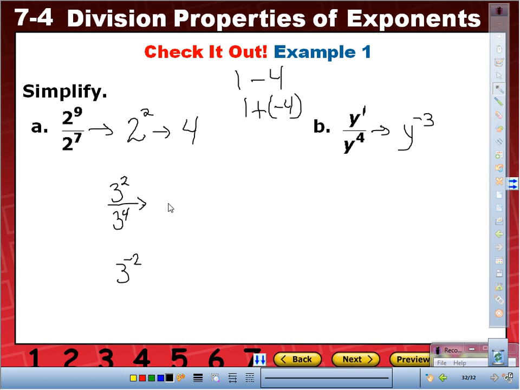However, if I was to factor this out, this becomes 3 to the 2nd, which is 3 times 3. This is 3 times 3 times 3 times 3. Are we there so far? So we know that this is a 1 and this is a 1. So let's see. What's left on the numerator? What is 1 times 1?